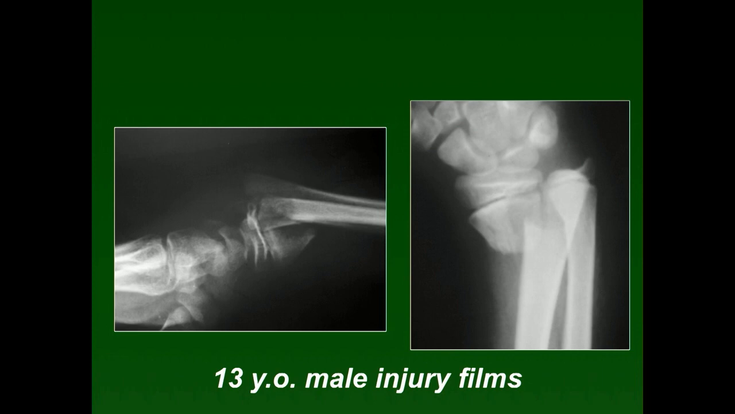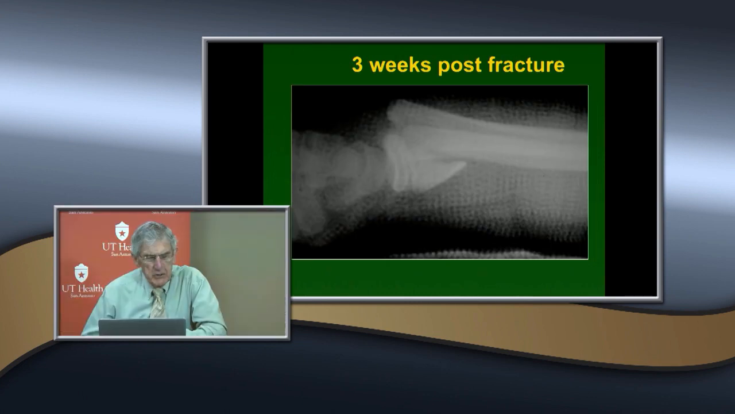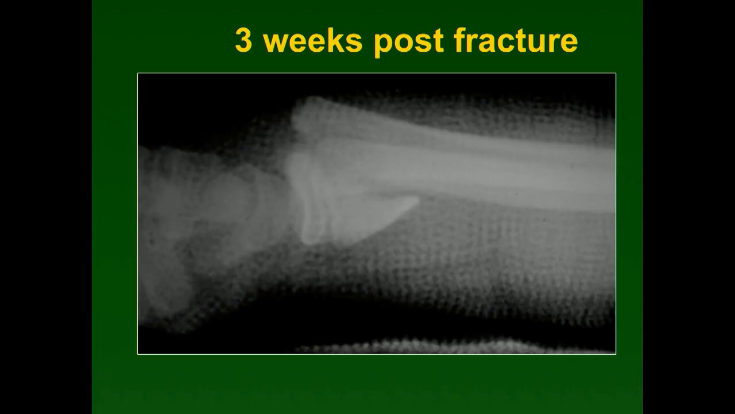All right, so here's a 13-year-old male injury films, and what kind of fracture pattern? Type B. B, yeah, right. Now, what about the remodeling capacity of a type B? Well, let's look at this patient. Here's a patient that was 3 weeks post-fracture and was treated elsewhere.